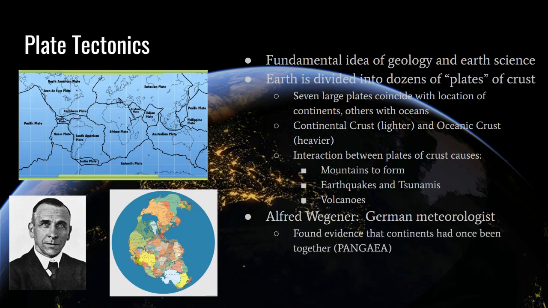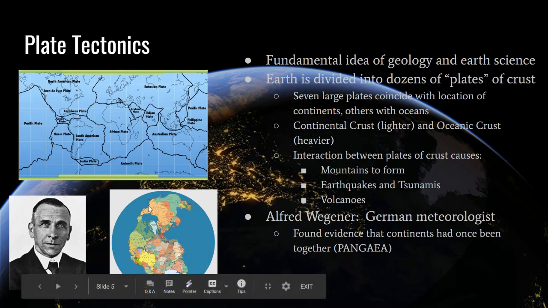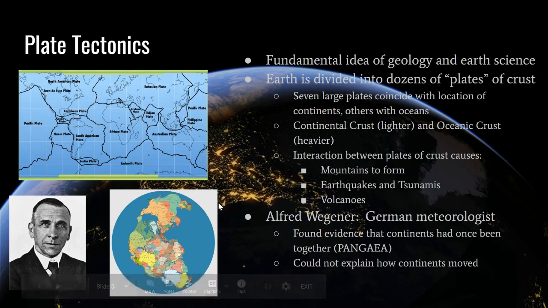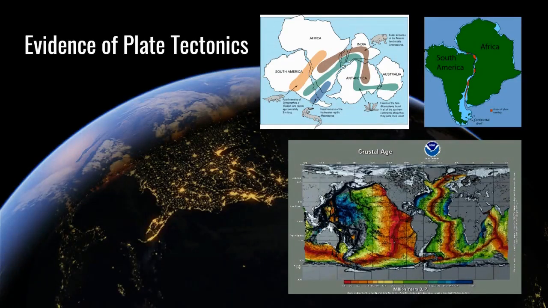But Wegener's theory basically was that at one point, all of the continents had been together in one full body, which we call Pangaea. And this picture right here at the bottom is what we believe Pangaea might have looked like. And even though Wegener had evidence that the continents were at one point probably together, he still couldn't explain how those continents moved. Now, here's the evidence that he produced.